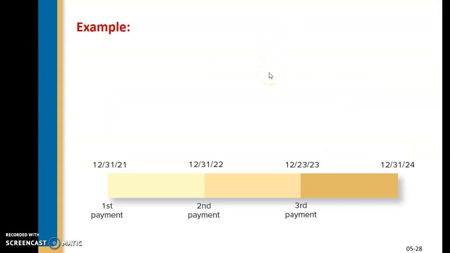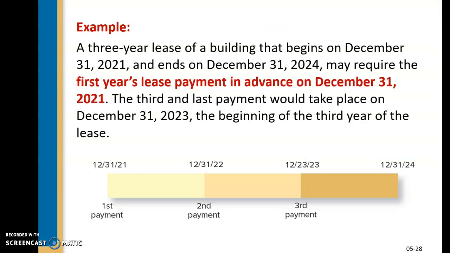An example of an annuity due is a 3-year lease on a building that begins on December 31st, 2021 and ends on December 31st, 2024, which may require the first year's lease payment in advance on December 31st, 2021. The third and last payment would take place on December 31st, 2023, the beginning of the third year. As you can see, each payment is due at the beginning of the compounding period, and therefore it is referred to as an annuity due.